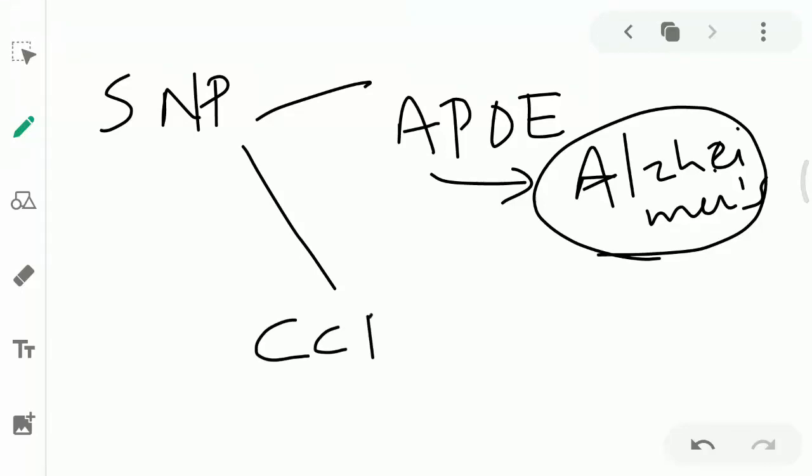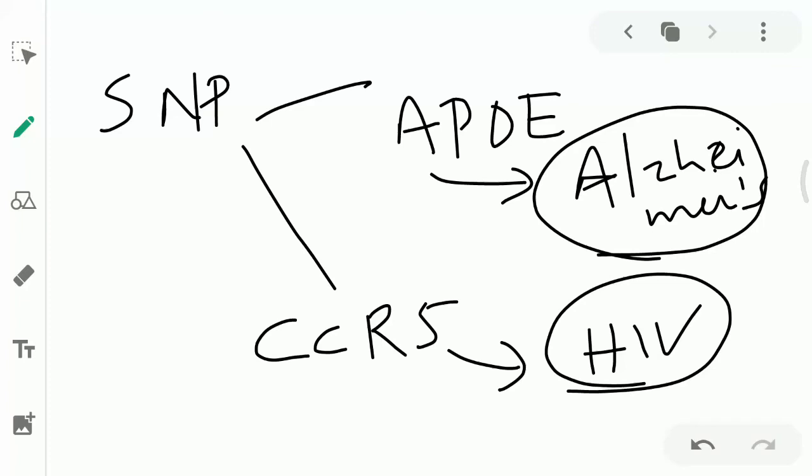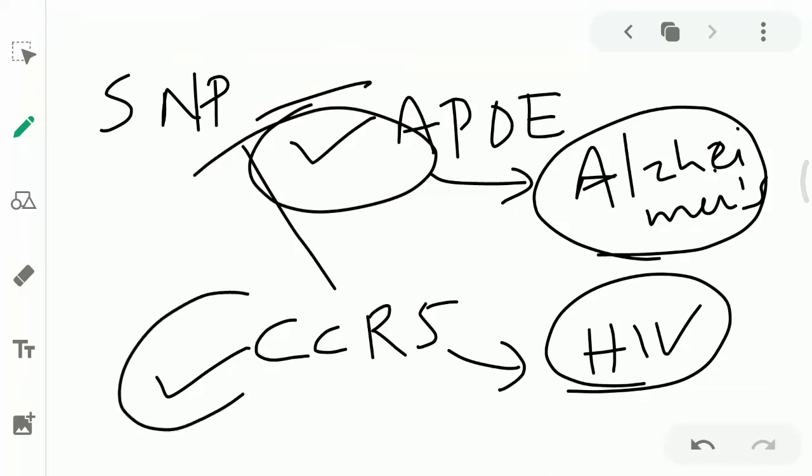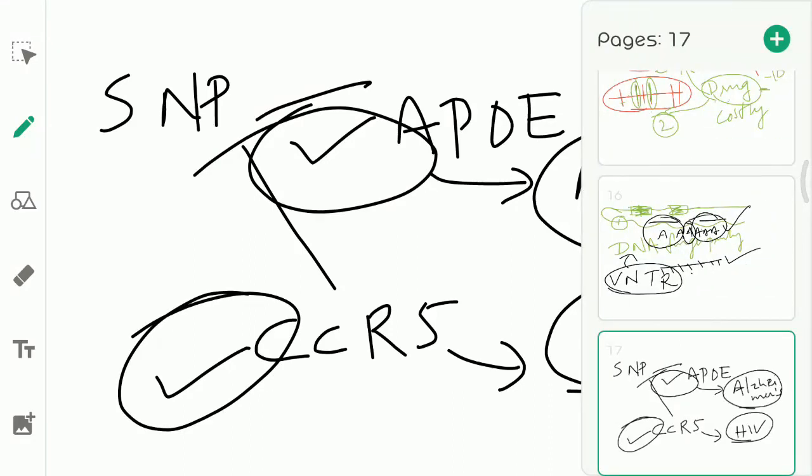Another is CCR5. This is a receptor, and a simple deletion in the CCR5 leads to resistance to HIV, human immunodeficiency virus. Look, this is beneficial, this is harmful. So SNP can have both harmful effects as well as useful effects.